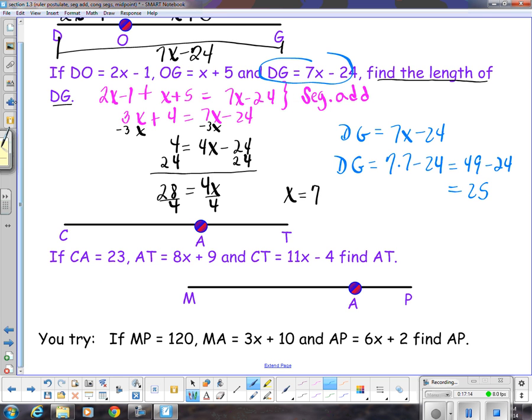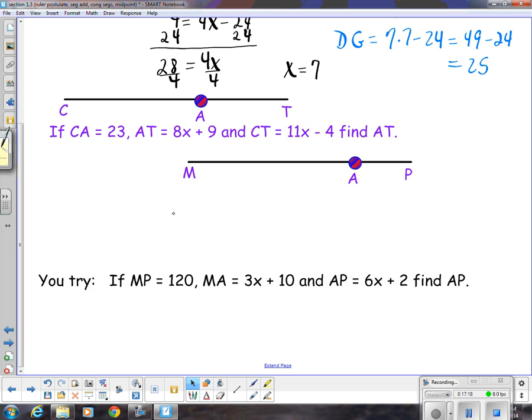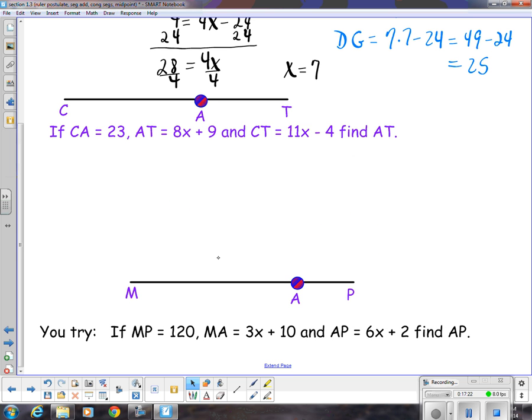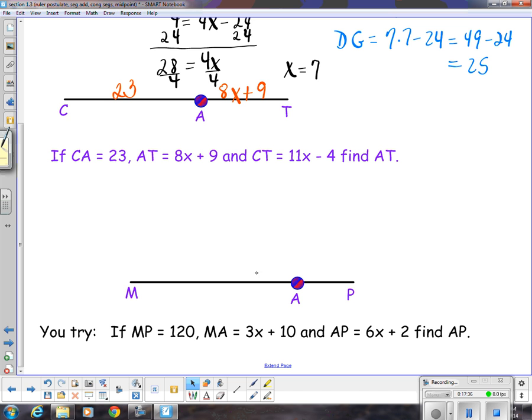We do one more, and then it's a U try, and we're done for the notes for today. Your U try has this segment. All right, here we go. CA is 23. AT is 8x plus 9. And now they're telling us that the distance from C to T, here all the way over, is 11x minus 4.